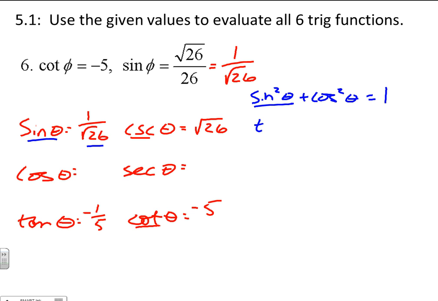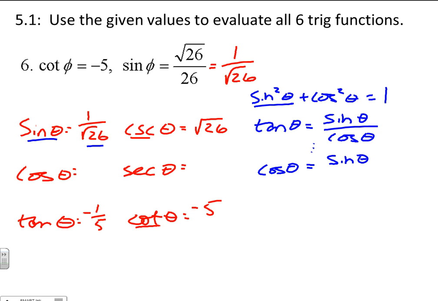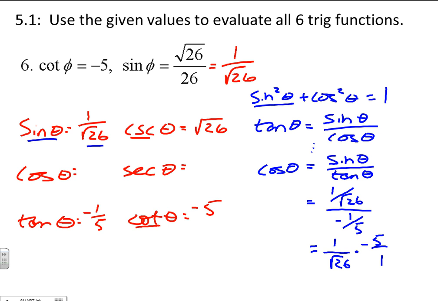Another option is we know that tangent of theta equals sine of theta on cosine of theta. Or with a little bit of algebraic manipulation here, multiply both sides by cosine of theta, divide both sides by tangent, we get this quotient identity. So at that point I could put in the value for sine, 1 on root 26, and the value for tangent, -1 on 5, and go ahead and turn that into a product, 1 on root 26 times -5 on 1, and I quickly get for cosine -5 on root 26, making secant the reciprocal, root 26 on 5. So there you have it.